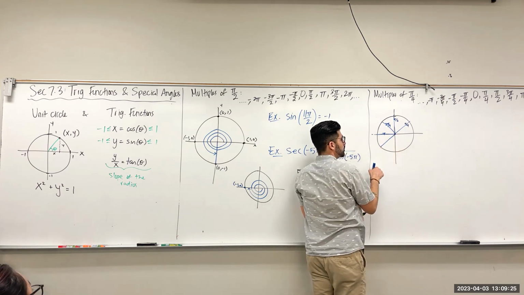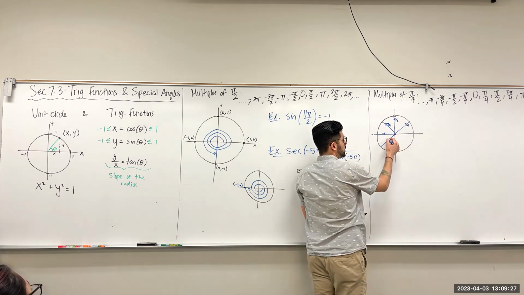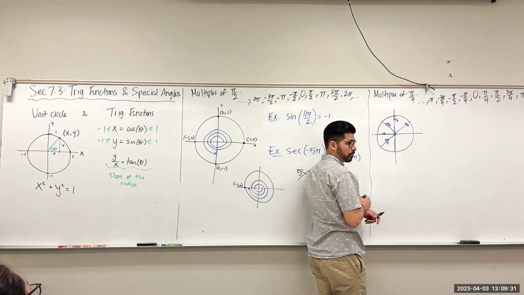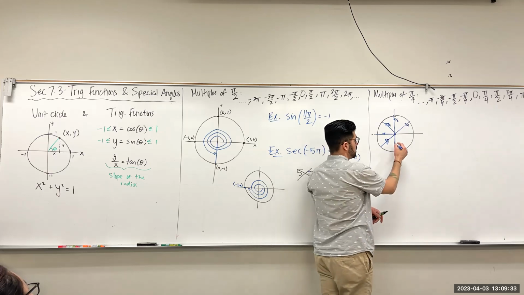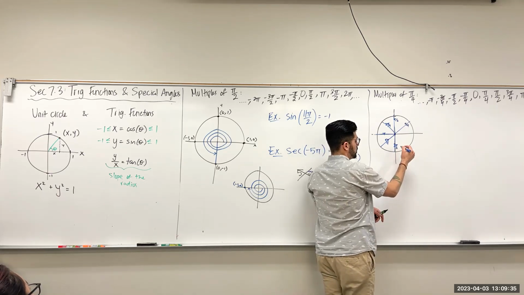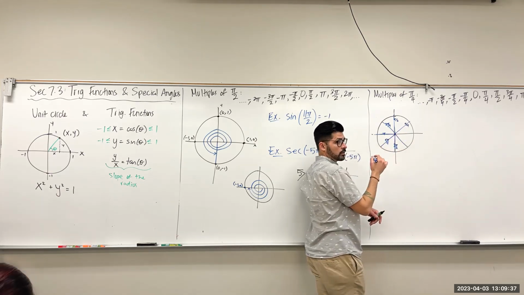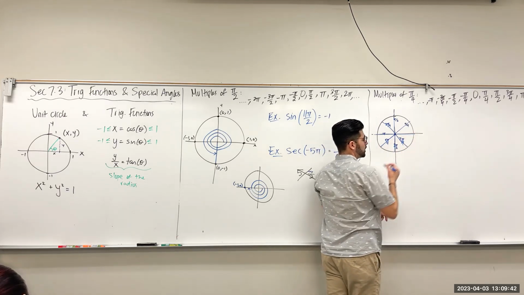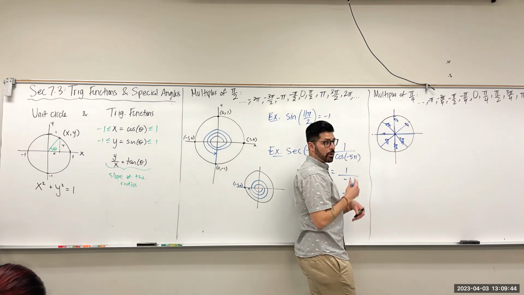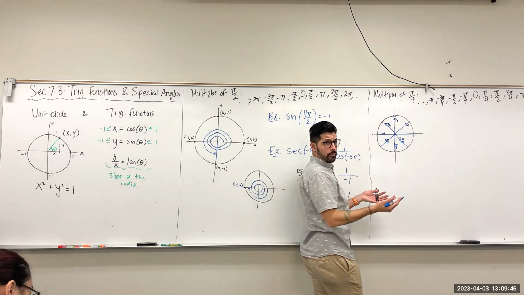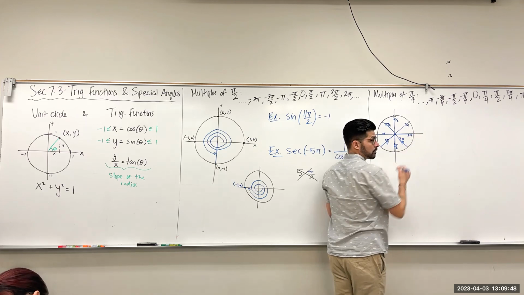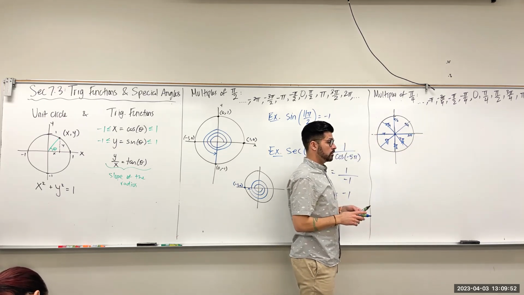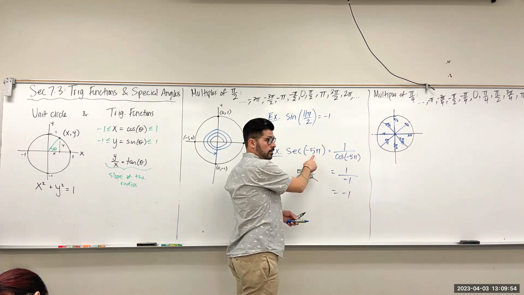How many pi's over 4 so far? 5 pi over 4. 6 pi over 4 reduces to 3 pi over 2. 7 pi over 4. And then finally, 8 pi over 4, which is again just 2 pi. Do we ever get to large numbers, like 5 pi over 4? Yes, guys.